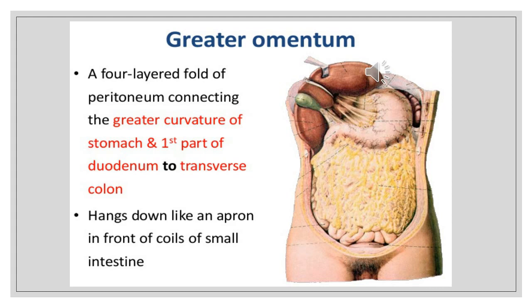The next is the greater omentum. This is a large fold of peritoneum which hangs down from the greater curvature of the stomach like an apron. It covers the loops of intestines to a varying extent. It is made up of 4 layers of peritoneum, all of which are fused together to form a thin fenestrated membrane containing variable quantities of fat.